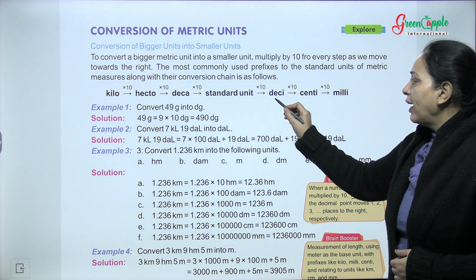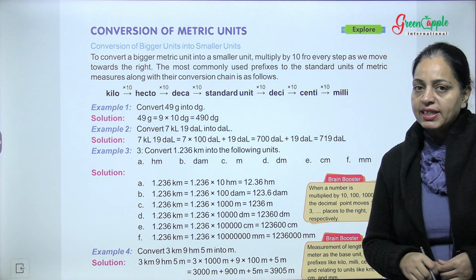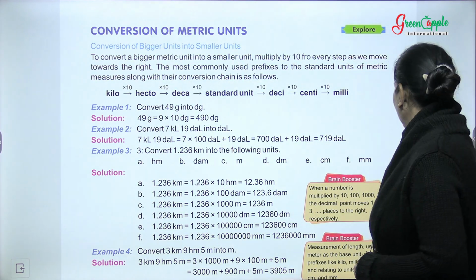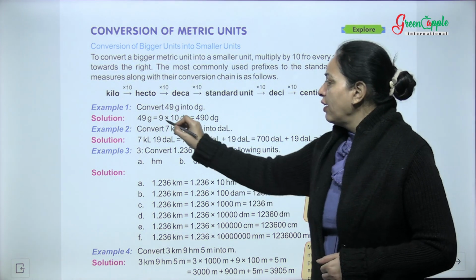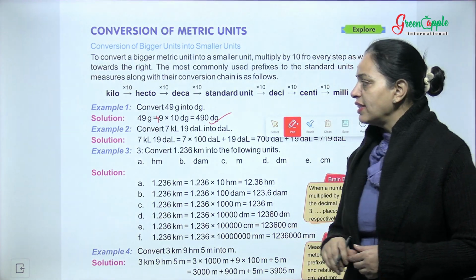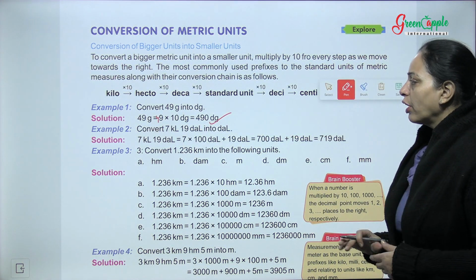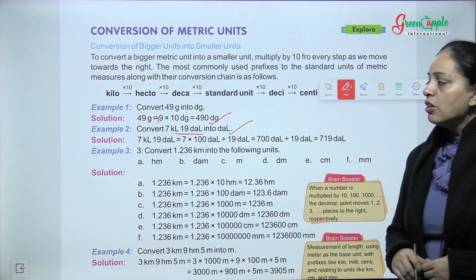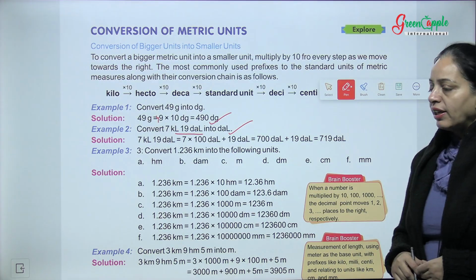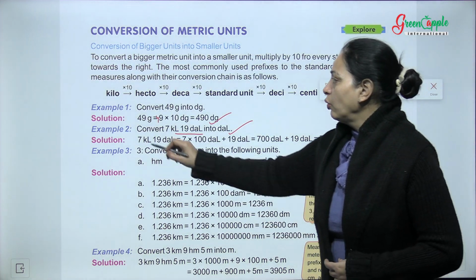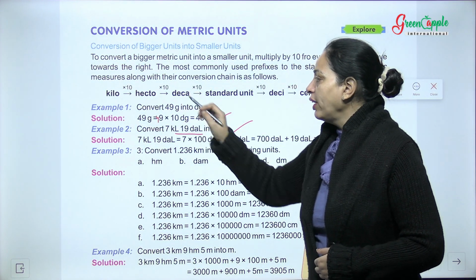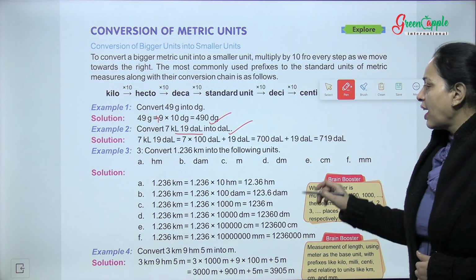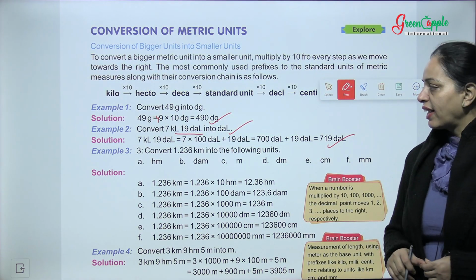So gram and decigram, so multiply by 10. You know 1 gram equals 10 decigram. So 49 gram equals 49 into 10, that is 490 decigram. Example: convert 7 kiloliter 19 decaliter into decaliter. So 1 kiloliter, how many decaliter? 100 decaliter. You can see kilo to deca, 10 into 10, 100. So this 19 as it is, so 700 plus 19, 719 decaliter.